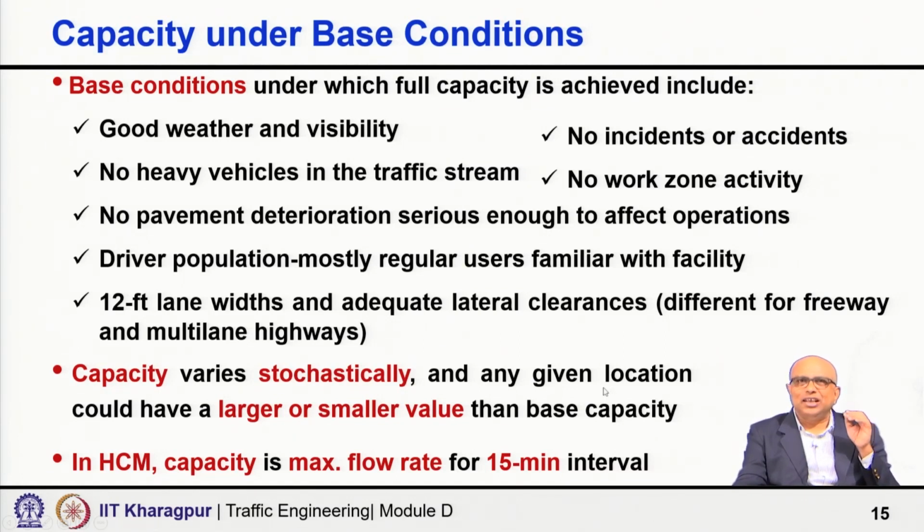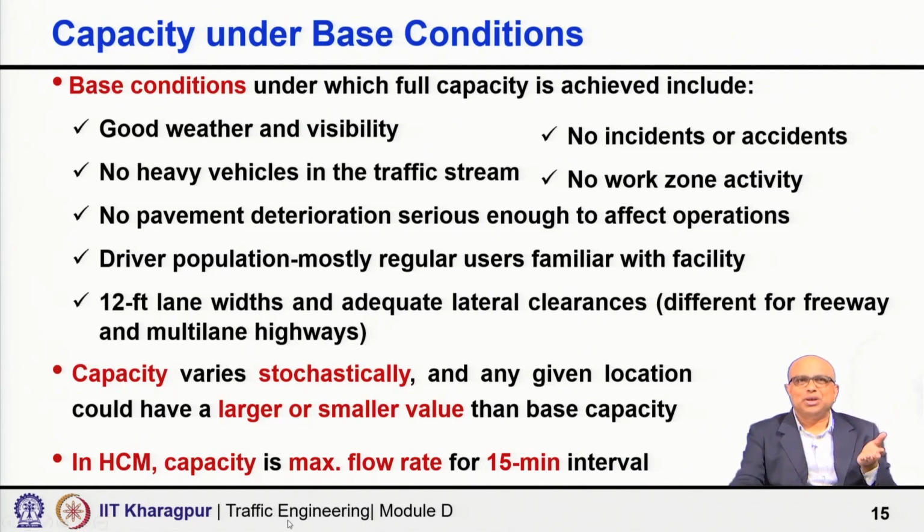Capacity varies stochastically and any given location therefore could have a larger or smaller value than the base capacity. Not that you will always get lower; on certain occasions you may get a few points that are marginally even higher, but that is not a contradiction. I have said it earlier also, when we defined what is capacity, which you can observe repeatedly, that steady flow we are talking about. It is not the ever highest flow which may be observed. So, it is within the capacity definition, within that premise.